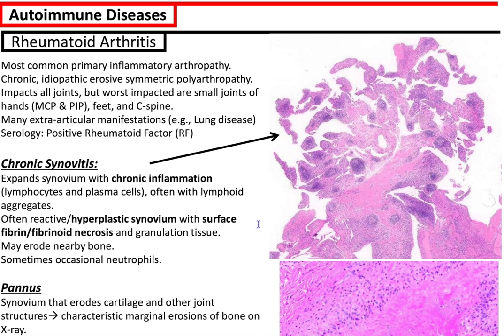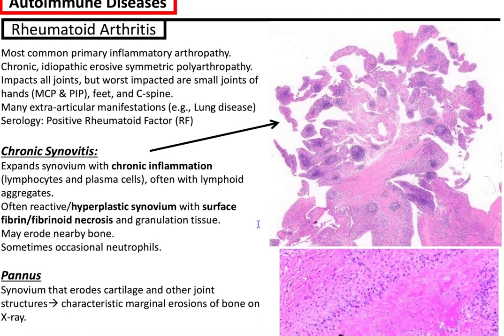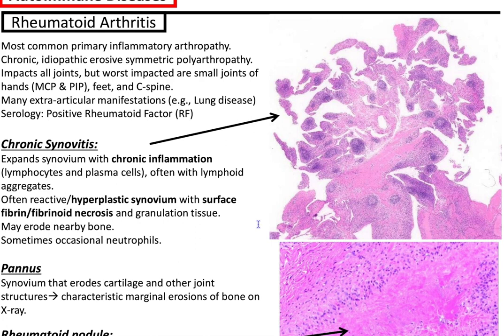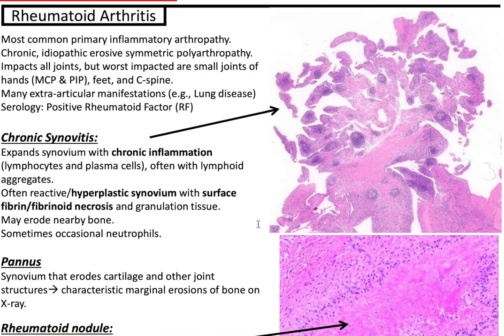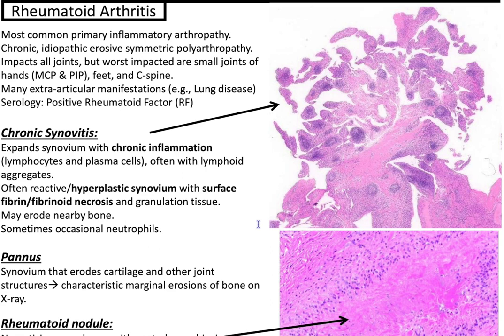All right, we talked about degenerative, we talked about infectious. Let's talk about autoimmune disease. Rheumatoid arthritis. This is the most common primary inflammatory arthropathy. It's a chronic, idiopathic, erosive, symmetric polyarthropathy. It can impact all joints, but worst impacted are the small joints of the hands, your MCPs and PIPs, your feet and C-spine. And then you can have many extra-articular manifestations like lung disease. You can get a pleural effusion from it. In the serology, you'll have positive rheumatoid factor, and I think you have anti-citrullinated peptide as well.